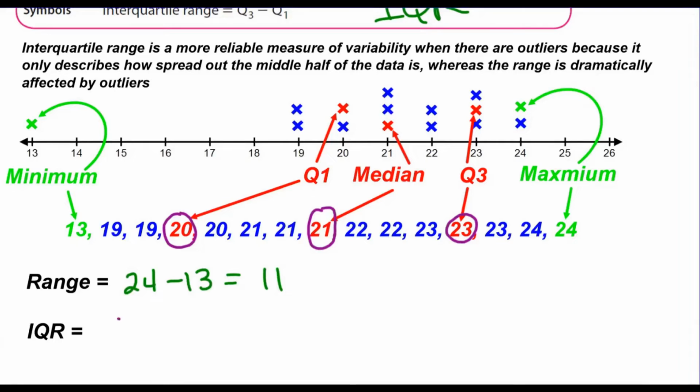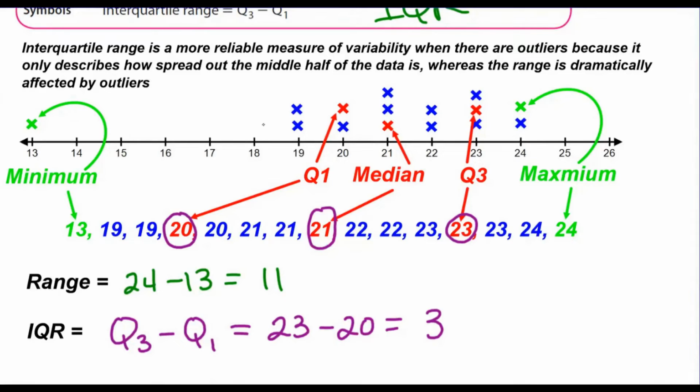So my IQR is going to be Q3 minus Q1. It's going to tell me how far apart these two values are. And that's 23 minus 20, which is 3. So we can see that that's a much smaller value, and it makes a little bit more sense to say that most of my numbers are kind of clustered within 3 of the median. If I look at the median and then I go up 3, that gives me 24. And if I go down 3, that would give me 18. So really all of my data is within 3 of the median, except for that one outlier that made it look like all my data was spread way out.